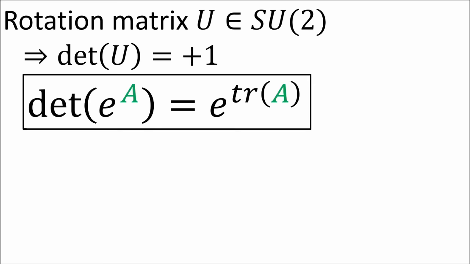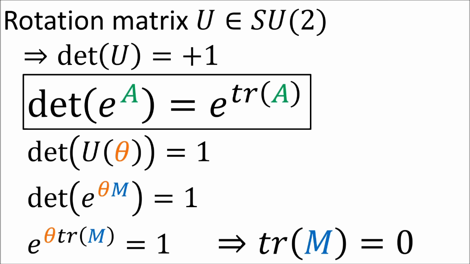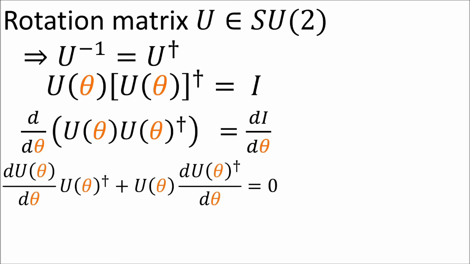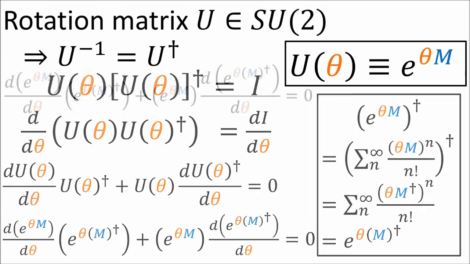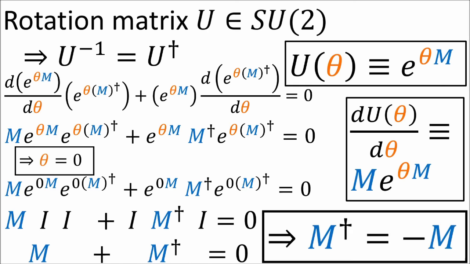We used this theorem for a matrix A, which says that the determinant of e to the A equals e to the trace of A. Since the determinant of an SU2 Lie group matrix is 1, this automatically implies that the trace of its generator matrix must be 0. Also, the unitary property means U times U dagger equals the identity matrix. If we take the derivative of both sides, product rule gives us a sum of two terms equaling 0. After a little algebra and setting theta to 0, we get that the SU2 generator matrices must be anti-Hermitian, meaning M dagger equals negative M.